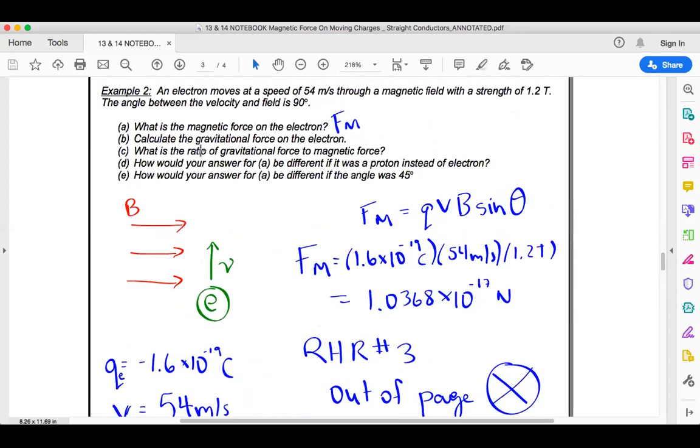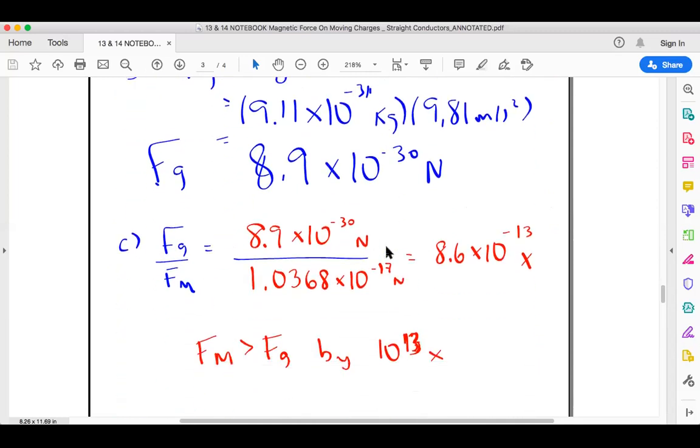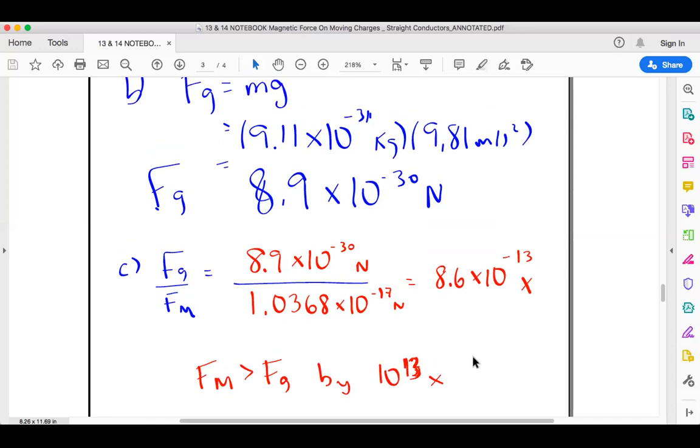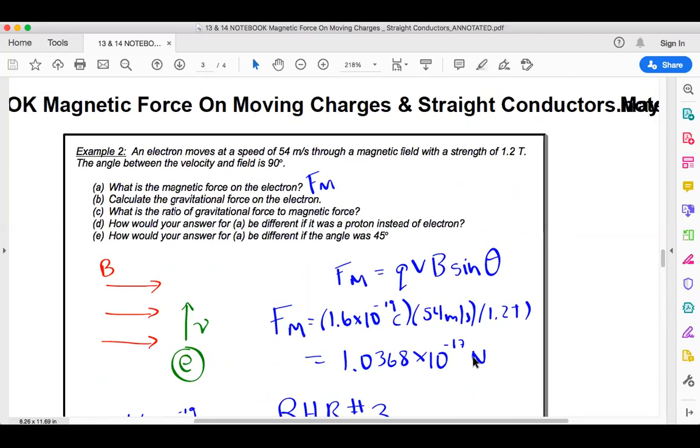Part C asks, what is the ratio? So doing one over the other, it's the ratio of gravitational force to magnetic force. It's 10 to the minus 13 times smaller. Or you would say FG is 10 to the 13 times smaller, or you'd say FM is 10 to the 13 times bigger. Well, you could use the 8.6 if you should follow significant figures rules.